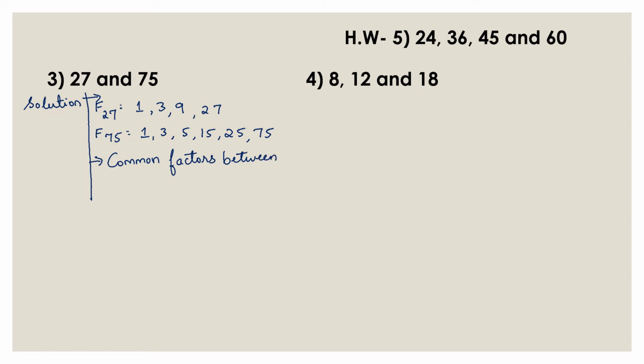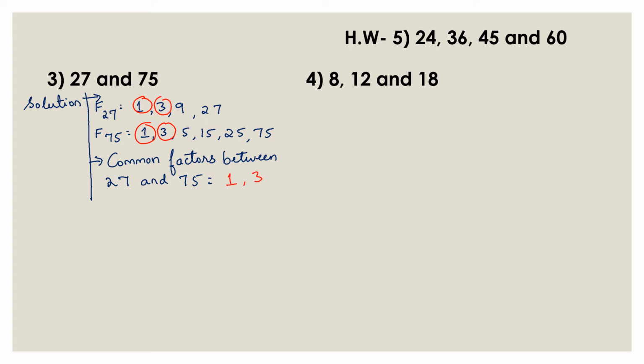27 and 25. Sorry, 27 and 75. So let's circle the common factors between 27 and 75. Here we see 1, 3, and we don't have any other numbers, so 1 and 3 are the common factors.